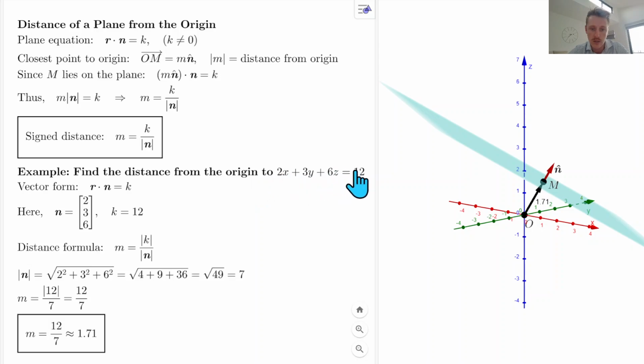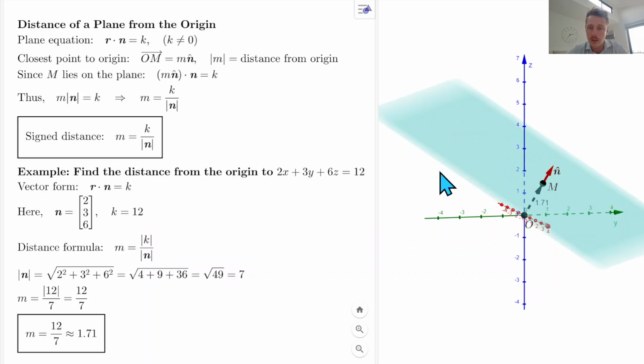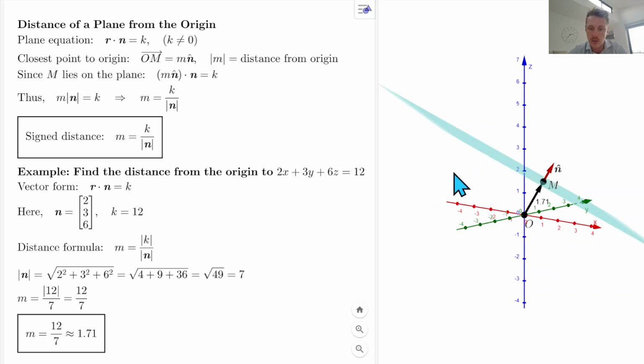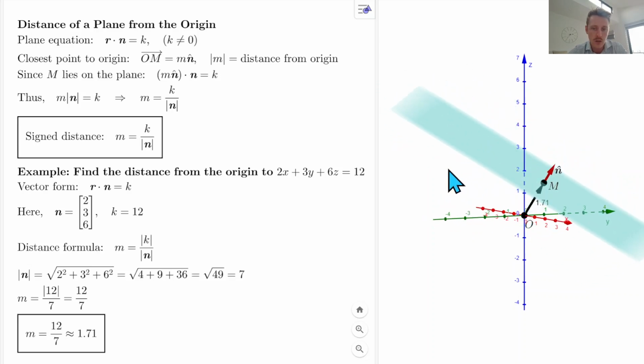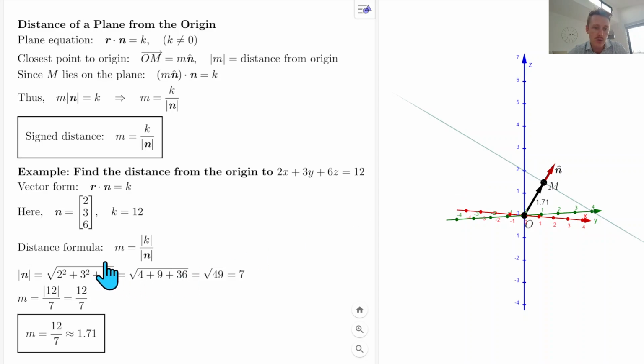I just want to drive home the point that this is a representation of the dot product, because you're taking x multiplied by 2 plus 3 multiplied by y plus 6 multiplied by z, and that equals some value, in this case 12, and then that plane in blue is all the points that satisfy that equation. Okay, and then we're going to use the distance formula. If we just want the absolute distance, we don't want the signed distance, because we can end up with a signed distance which includes positives and negatives, but we don't want that.